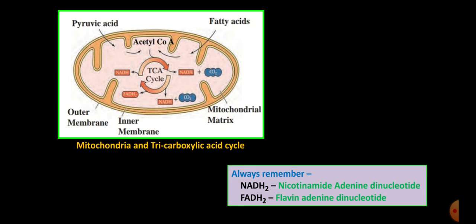These are two very, very important enzymes which help in the complete oxidation of glucose in the aerobic respiration. So please remember these names: N for nicotinamide, A for adenine, D for dinucleotide. Similarly, FADH2, F flavin, A adenine, and D is for dinucleotide. So please try to remember the full forms of these two enzymes.